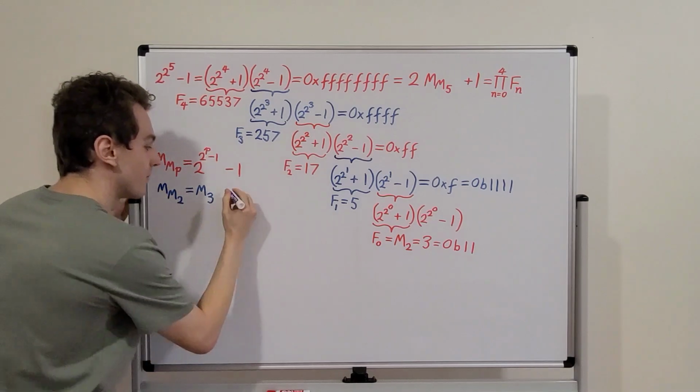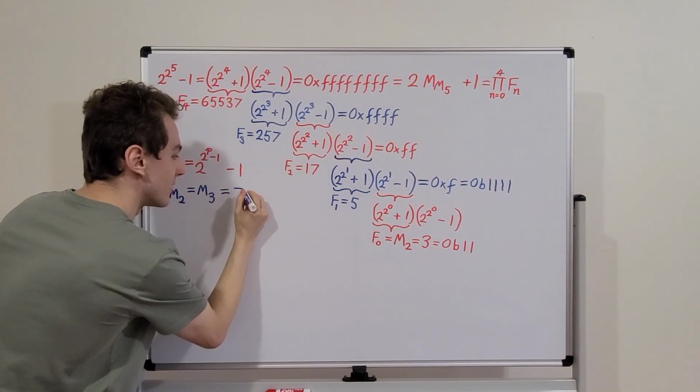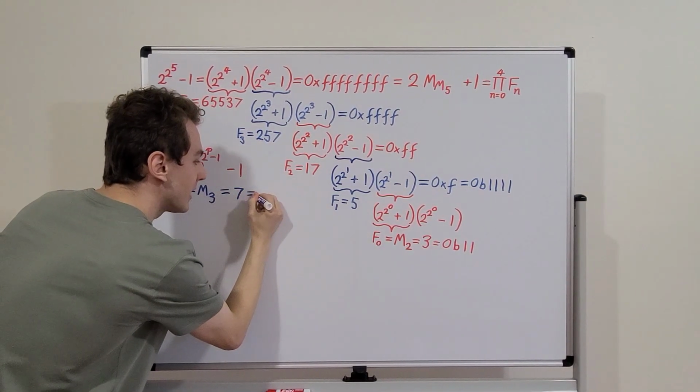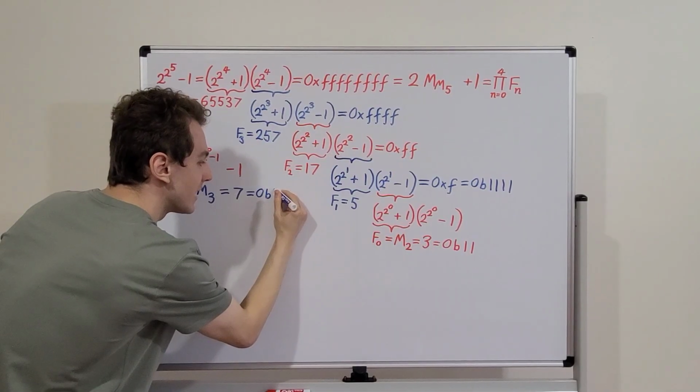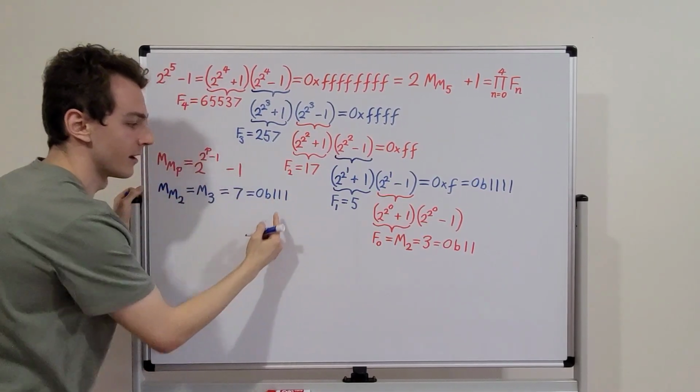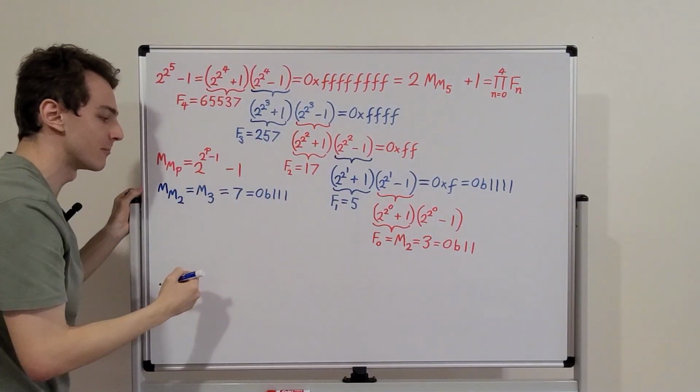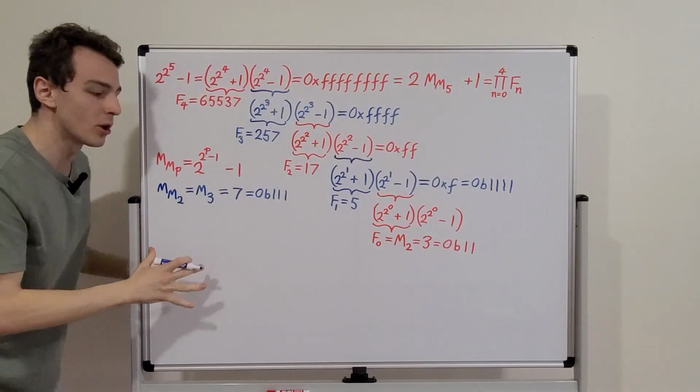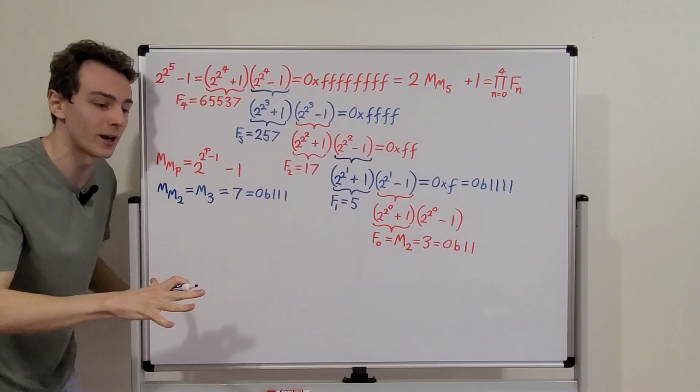Which is 7. So we can write this as 7. And in binary, 7 is 1, 1, 1. So it's 3 ones in binary. So that's the first example of a double Mersenne prime.